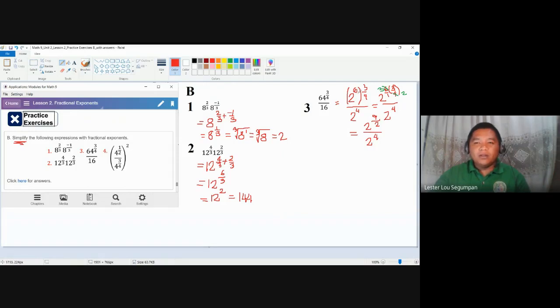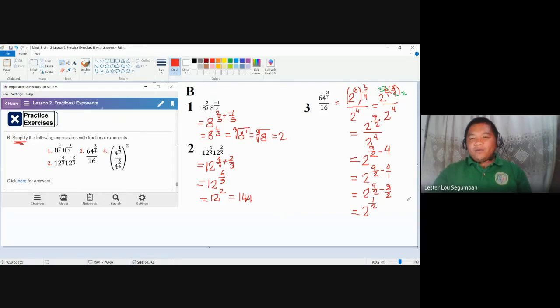Earlier, we used the power law. Now we can use the division law, wherein you copy the base and subtract the exponents. 9 halves minus 4. To combine them, of course, we can write 4 as 4 over 1. So you have 9 halves minus 4 over 1, which is also equal to 2 raised to 9 over 2 minus 8 over 2, which is equivalent to 2 to the power of 1 half.